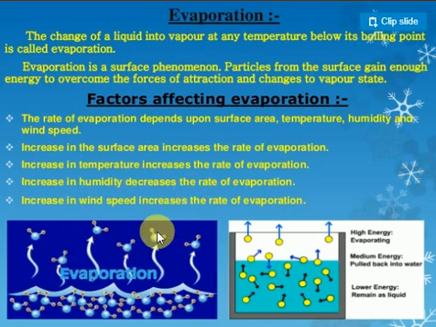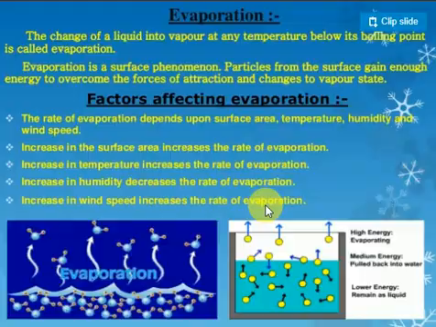So evaporation is a surface phenomenon. The rate of evaporation depends upon surface area, temperature, humidity, and wind speed. When surface area increases, the rate of evaporation increases. When temperature increases, the rate of evaporation increases. When humidity increases, the rate of evaporation decreases. You know very well that in the rainy season clothes take more time to dry. And wind speed: whenever water spills on your floor, you switch on the fan and it dries up easily. So, increase surface area, rate of evaporation increases. Increase temperature, rate increases. Increase humidity, rate decreases. Increase wind speed, rate also increases.